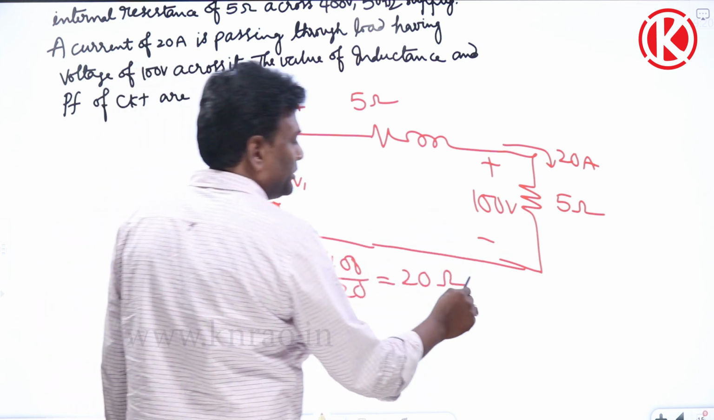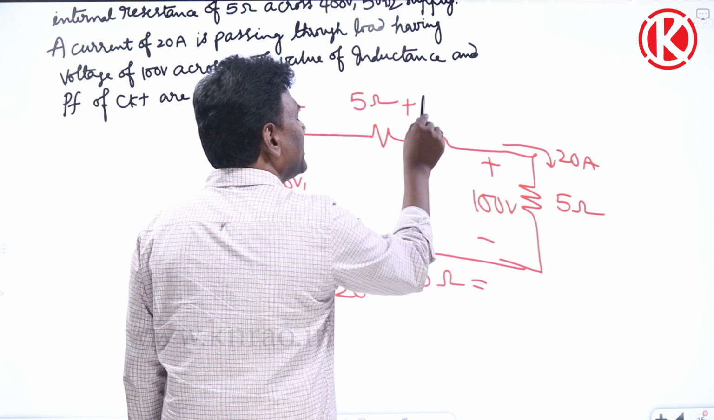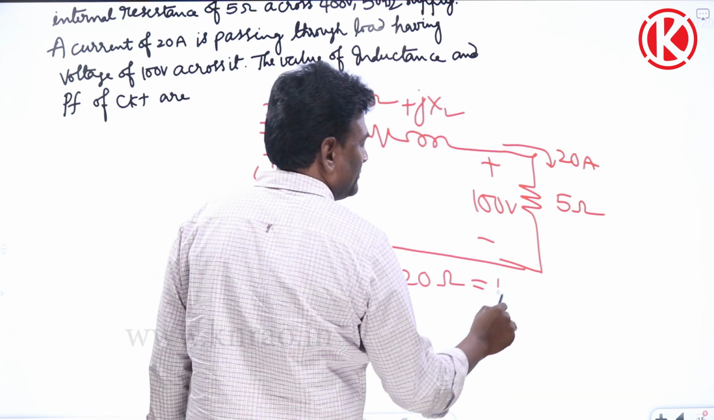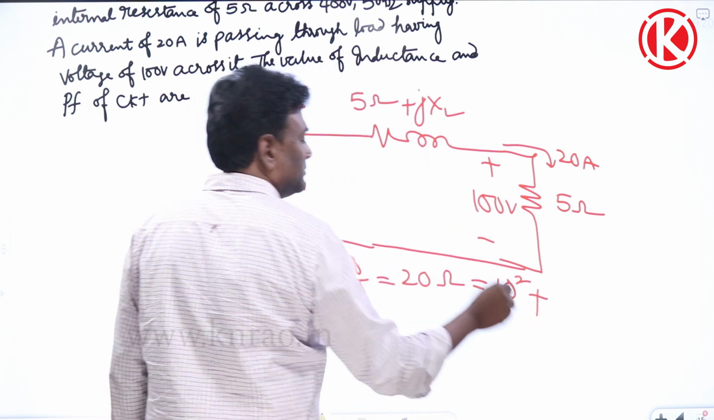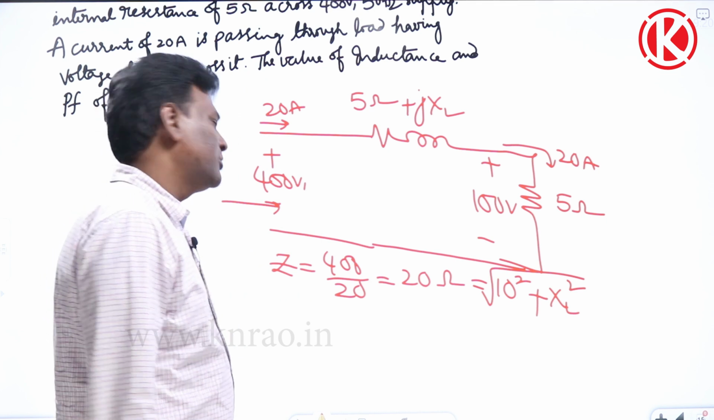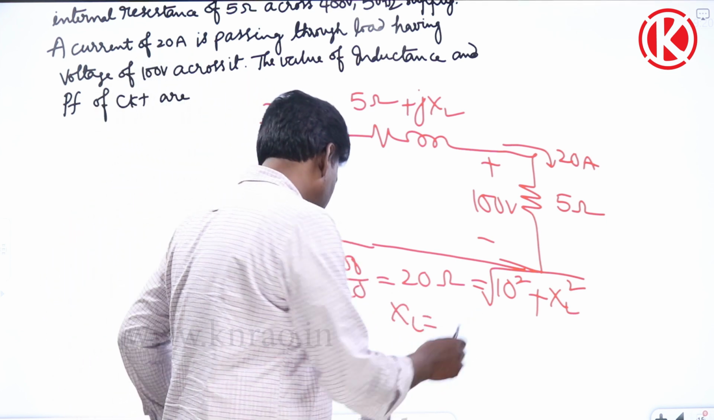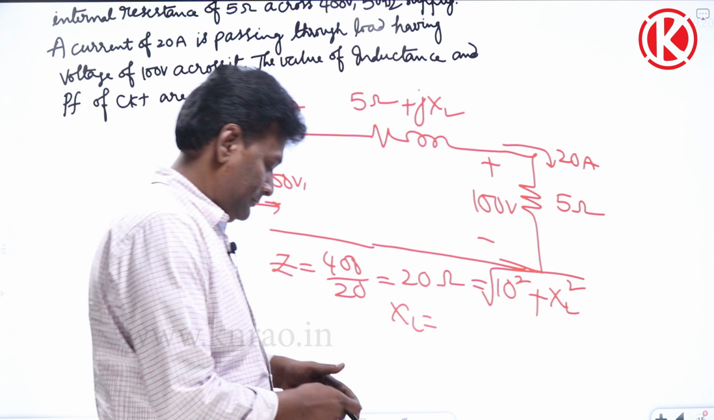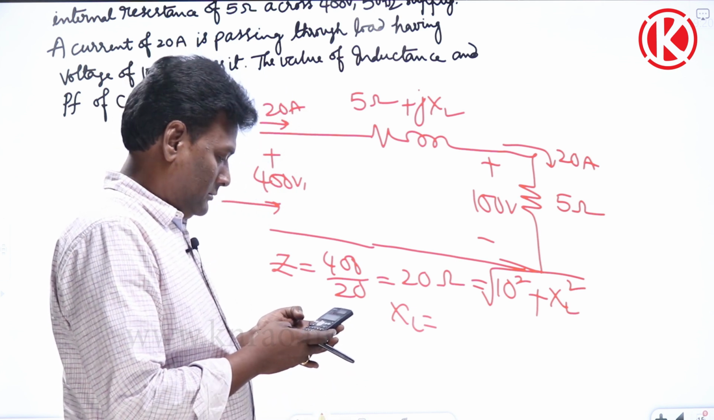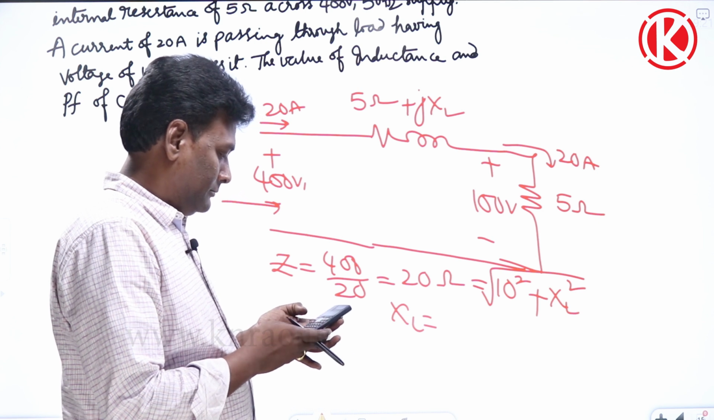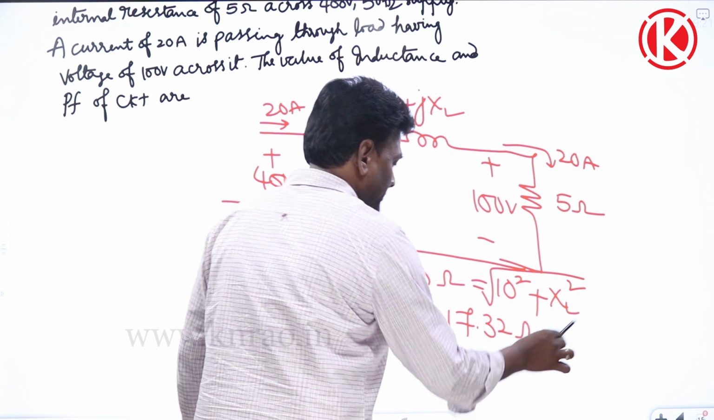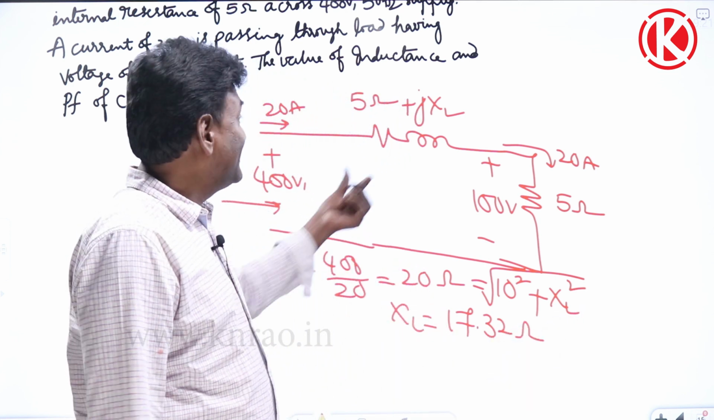If I take the reactance as XL, then the impedance is going to be the square root of (5 plus 5) squared plus XL squared. Find out XL. If I find out XL, it is the square root of 300, so 17.32. 17.32 ohm, that is the reactance value.